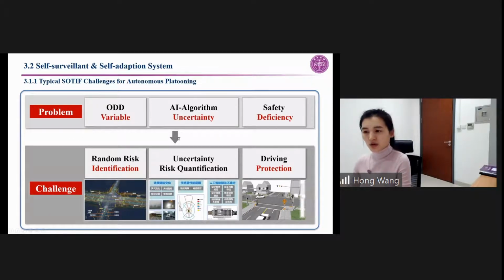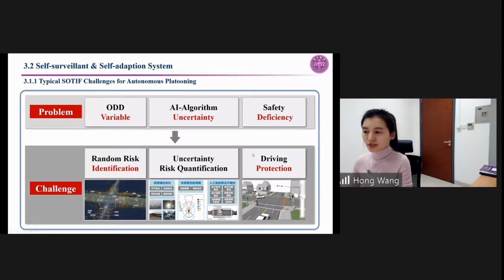We have to quantify the artificial intelligence, its health state or its uncertainty state. We have to quantify the algorithms equipped in the autonomous vehicle. Like what we have learned from the very beginning, Tesla or Uber had different kinds of accidents because of perception algorithm or decision-making algorithm. So the AI algorithm equipped in the ICV is the main challenge or the main problem of the SOTIF challenge. The third one is safety deficiency.